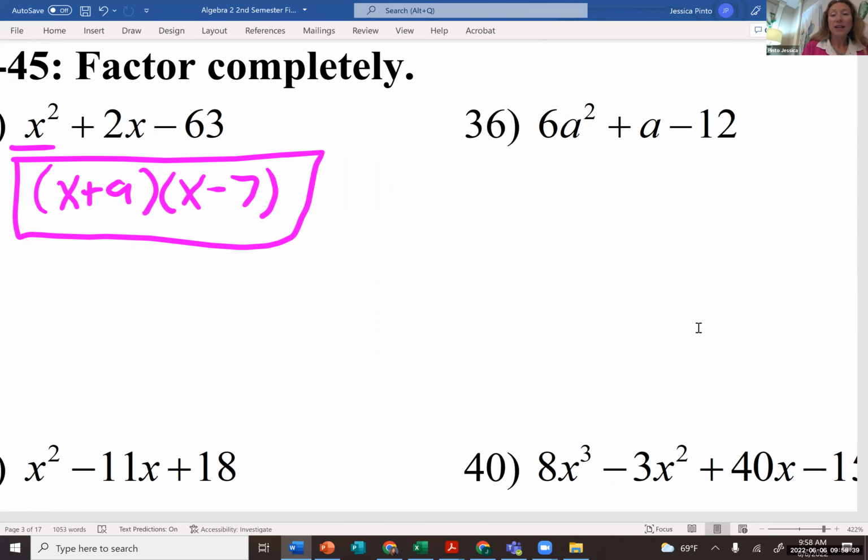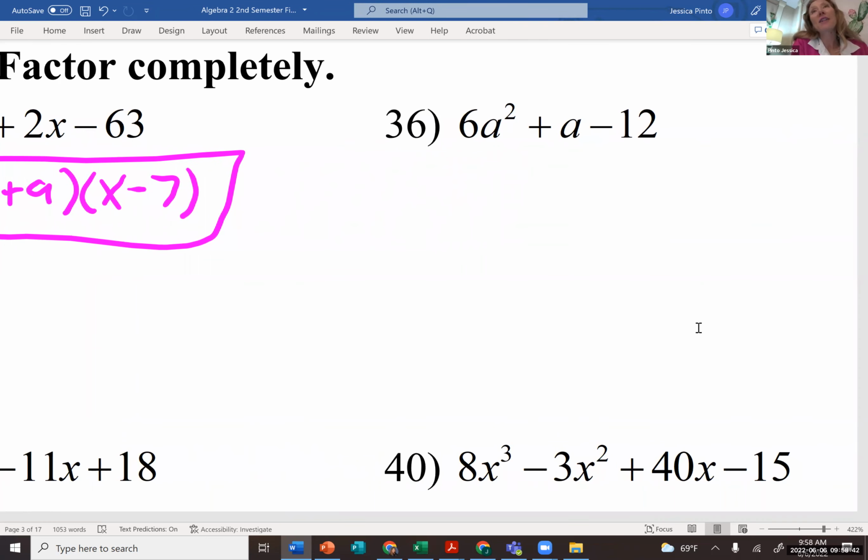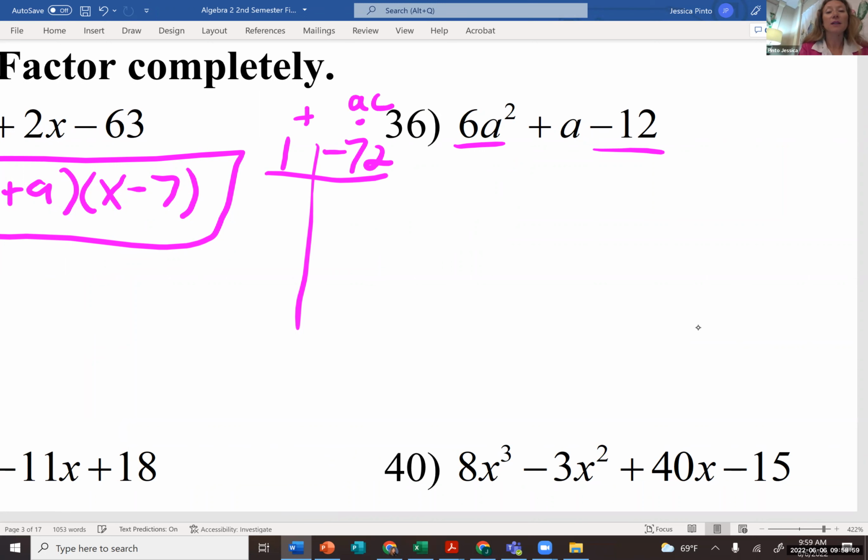Now on 36. It is not fast factoring because I have 6a to the second power. So I'm going to do the same type of work. I'm going to put my b value here. It's 1. So I want the numbers to add to 1, but then 6 times 12 is negative 72. This is the AC. So I want two numbers that are really close together. They're 1 unit apart to multiply to 72. So that is going to be the numbers 9 times 8. And again, it looks like we want the 9 to be positive and the 8 to be negative.